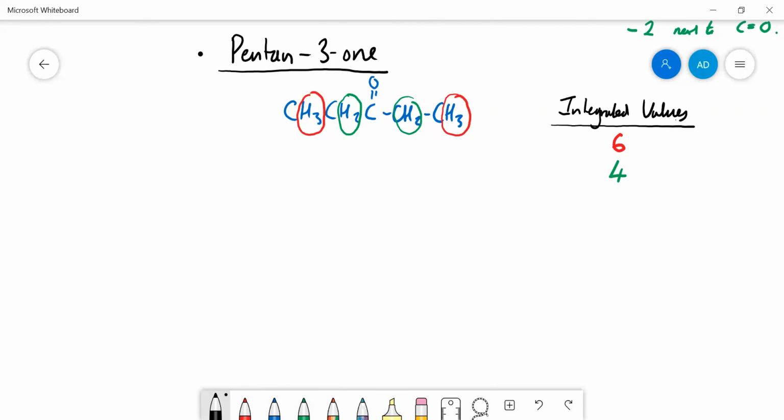By the way, whenever you see an integrated value of 6, you've got 6 identical hydrogens. Well, you can't have 6 hydrogens stuck onto the same carbon. It's impossible, isn't it? So it usually means you've got 2 identical CH3 groups if you get that. Likewise, if you get an integrated value of 9, it means you've got 3 CH3 groups which are identical to each other.